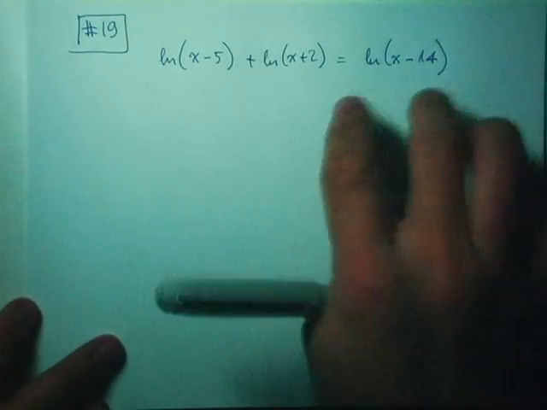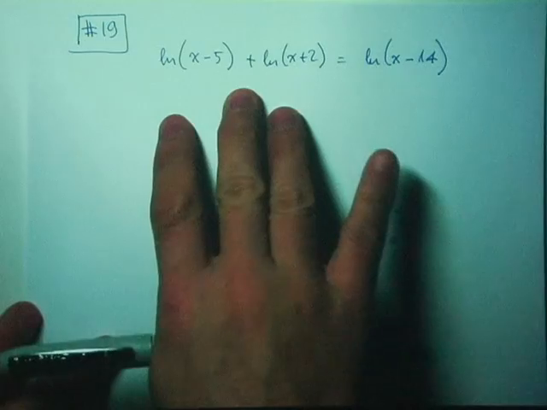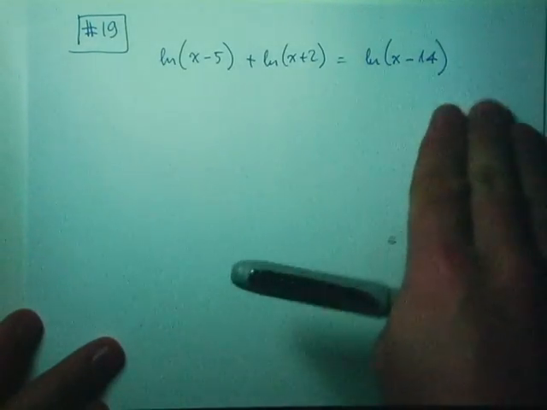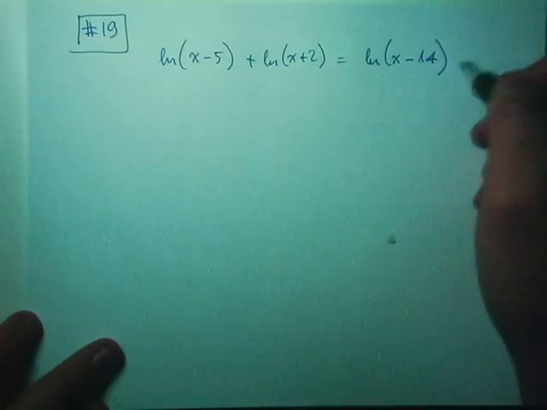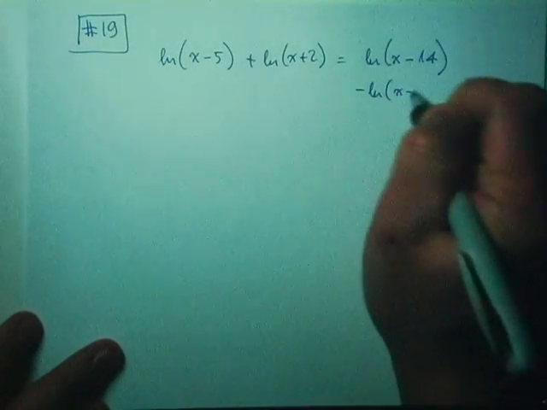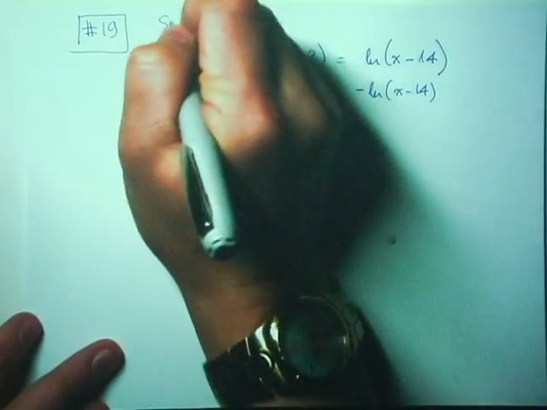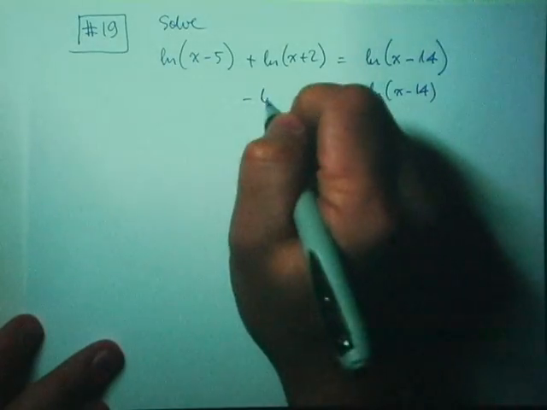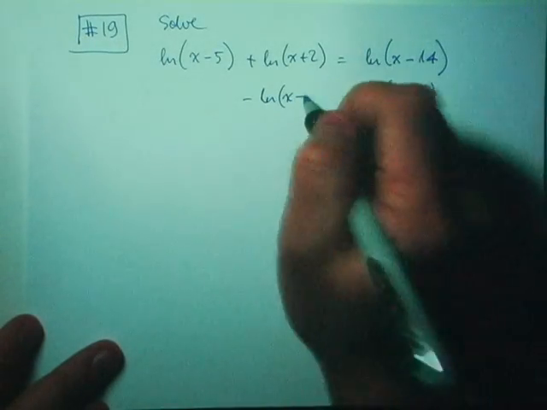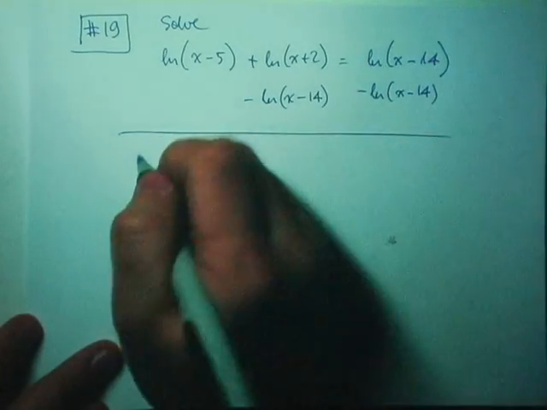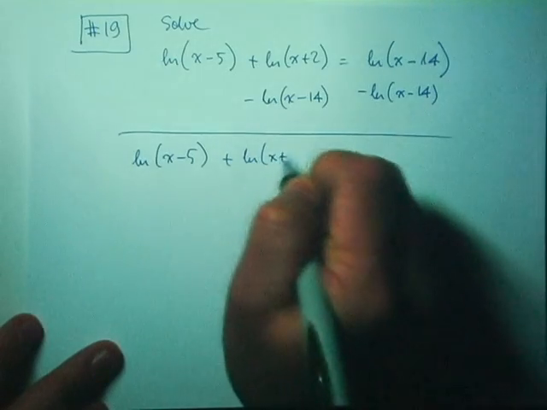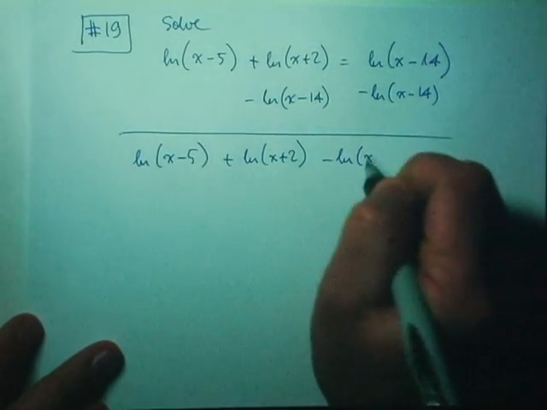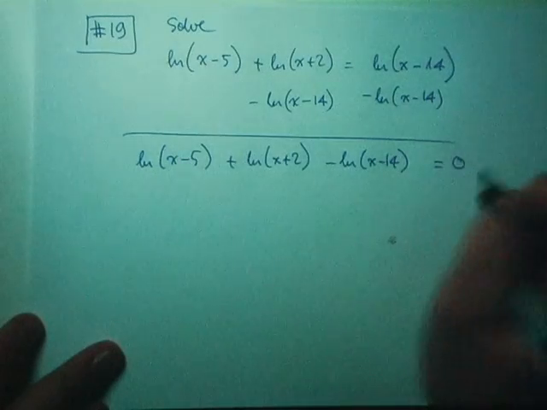So the trick here, bring all possible log terms to one side and leaving either a 0 or just simply a constant on the right hand side. So in here I see no other constant besides these three log terms. So what I'm doing here is I'm subtracting this x minus 14. Right? And here, by the way, we want to solve this one for x. So I would like to subtract natural log of x minus 14 from both sides. And that would now give me something like this. Natural log x minus 5 plus log x plus 2 minus natural log x minus 14 equals to 0.